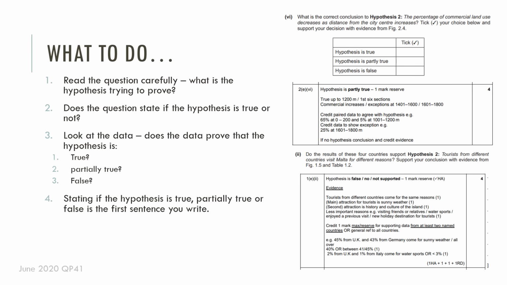Stating if the hypothesis is true, partially true, or false is the first sentence you write unless you've been told otherwise. That is the first thing you write unless you've been told otherwise, or you tick a box or something like that. And then you find and write evidence to support your view. Again, something that comes with practice, and you can see that you've got some evidence there. Again, guarantees you at least 2 marks. So the first thing you write, unless stated otherwise, is whether it's true, partially true, or false, and then use the evidence to say why.